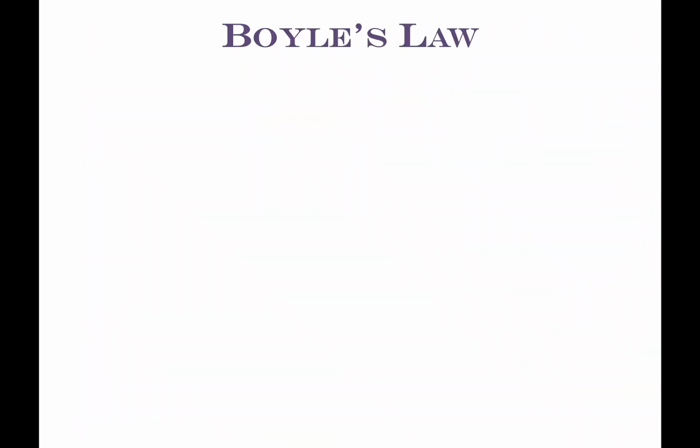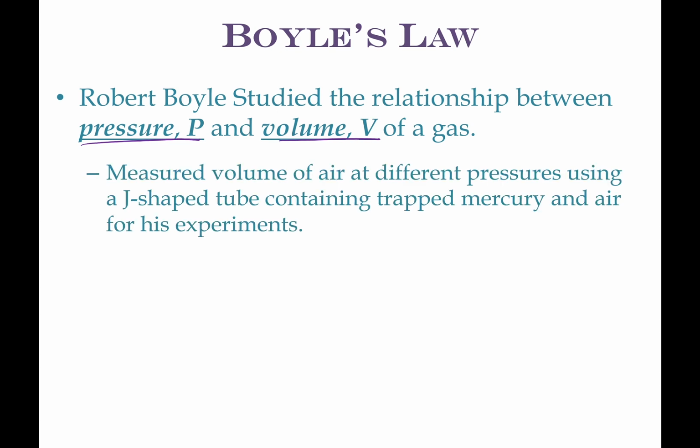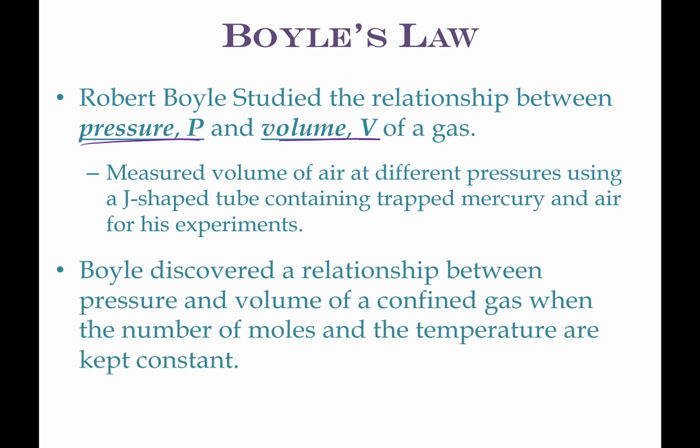So Boyle's law is our first law we're going to talk about. Robert Boyle studied the relationship between pressure and volume. What he did was he measured the volume of air at different pressures using a J-shaped tube that had trapped mercury in it. So this is what he did.